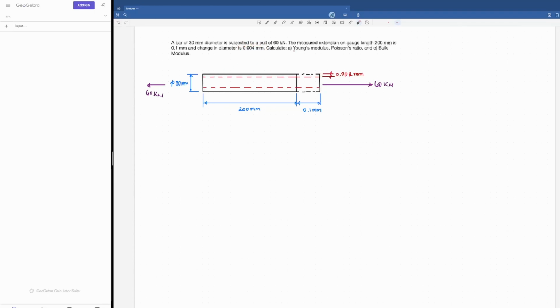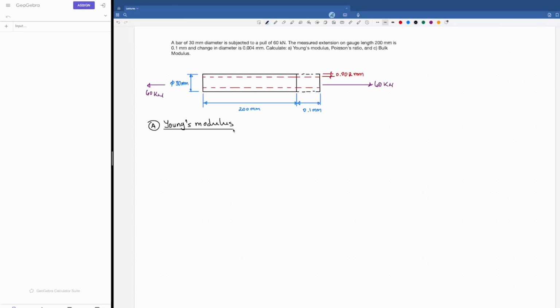Then they are asking us to calculate the Young modulus, Poisson's ratio, and bulk modulus. Also, this is a simple problem that requires only the introduction of values into a formula, and that's it. So it would be pretty convenient to write down here, let's start with part A, just the formulas that we're going to be using. So the first one is Young's modulus.